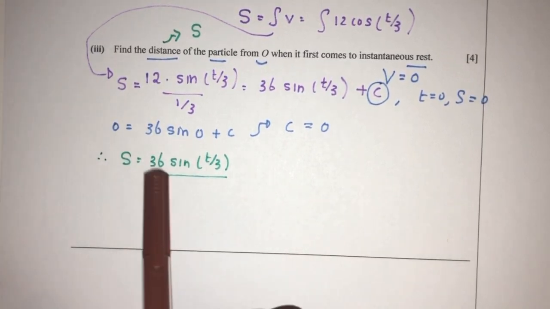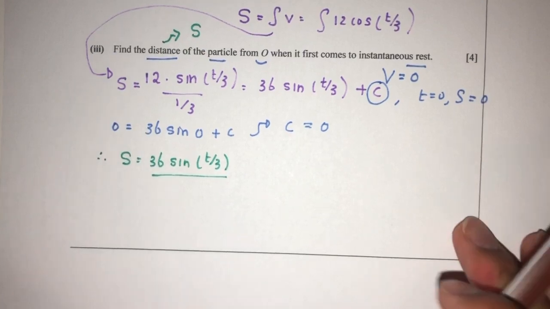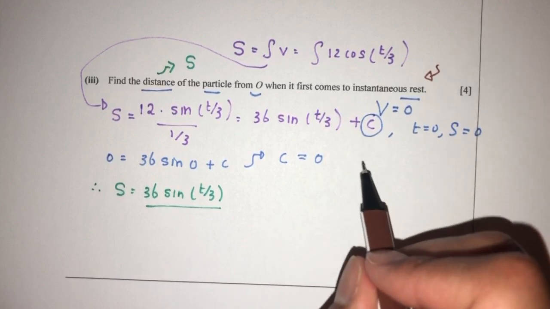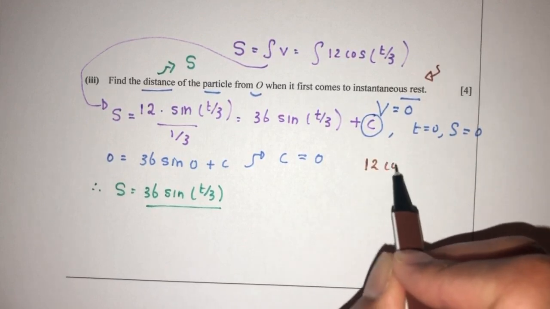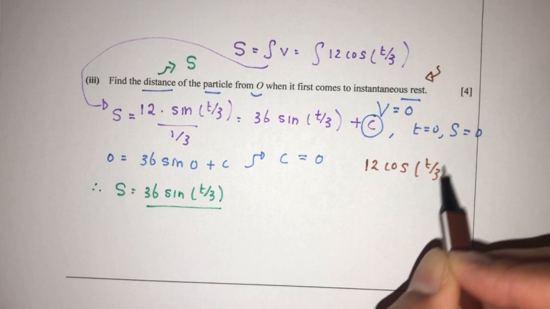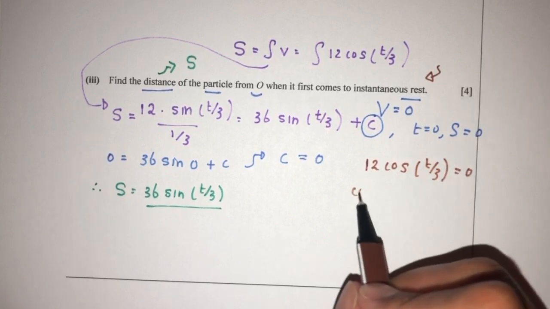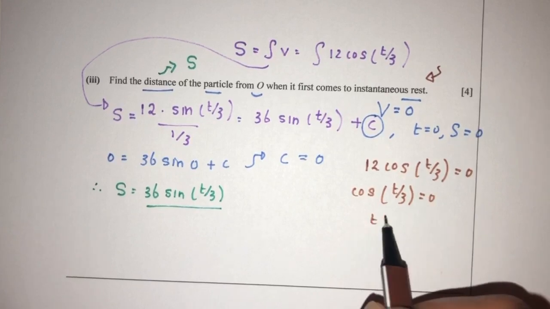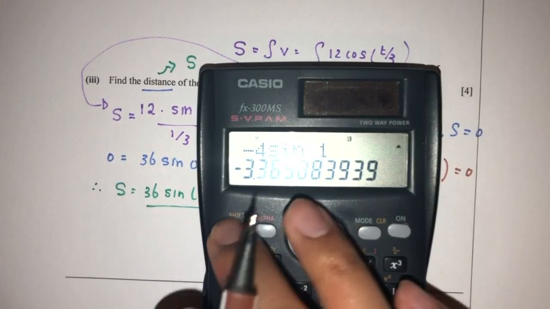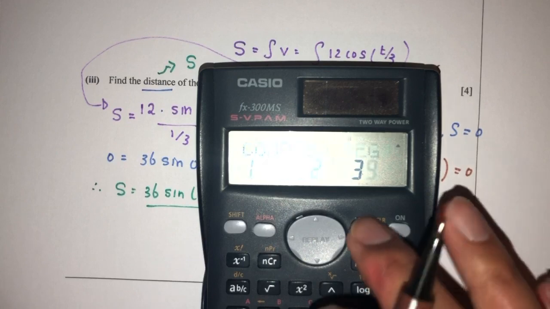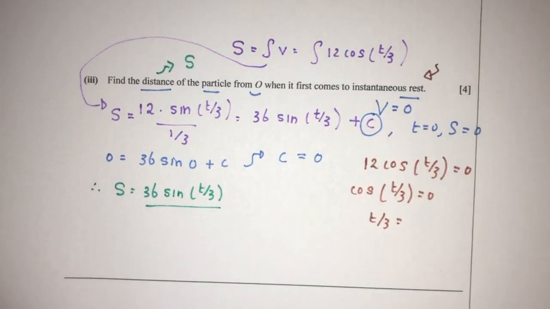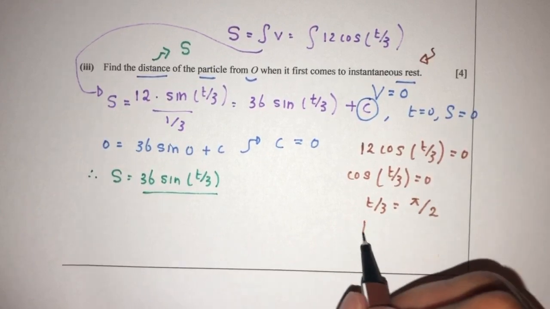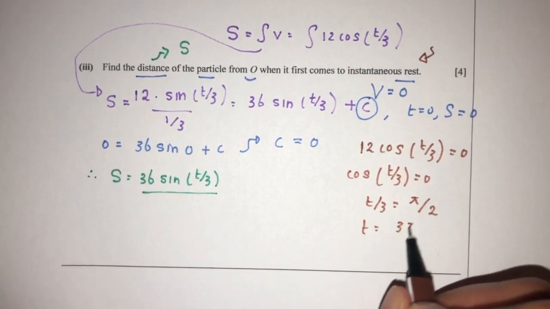Now we have to find displacement s when it first comes to rest. So when it comes to rest, the value of v is 0. So we know v is equal to 12 cos t over 3 is equal to 0. Let's solve. That will be cos t over 3 has to be 0. So t over 3 has to be cos inverse of 0. That will be 90 degrees, which is pi by 2, right? And t has to be 3 pi by 2.